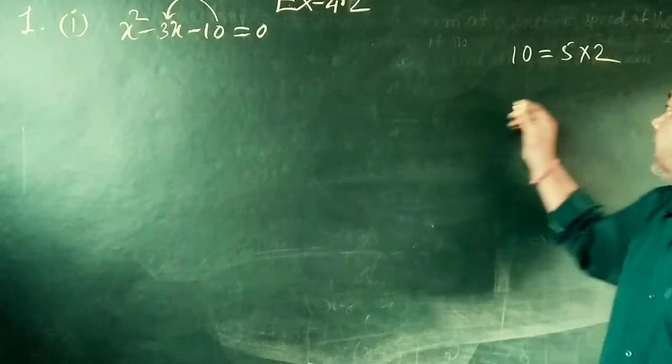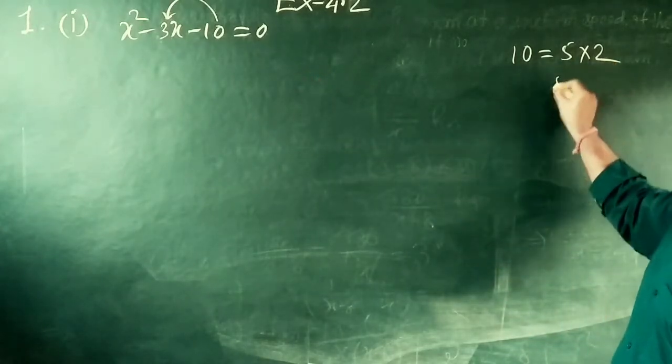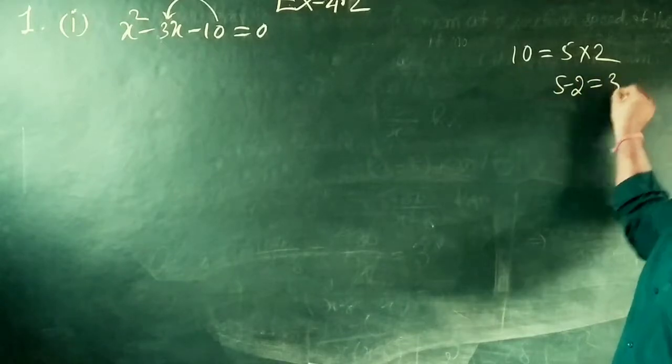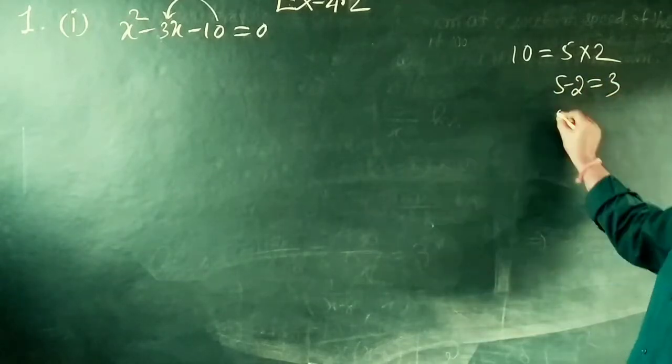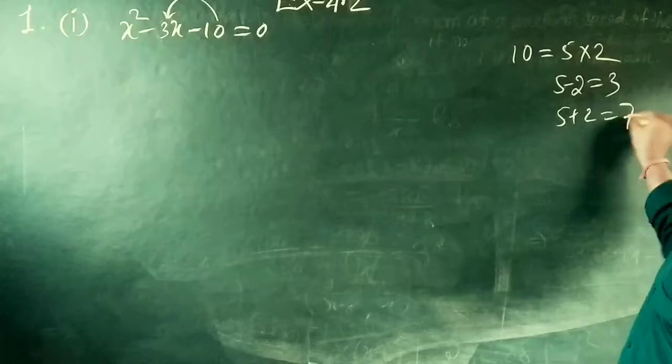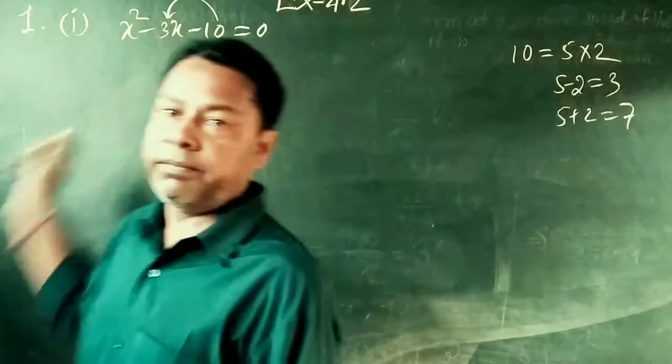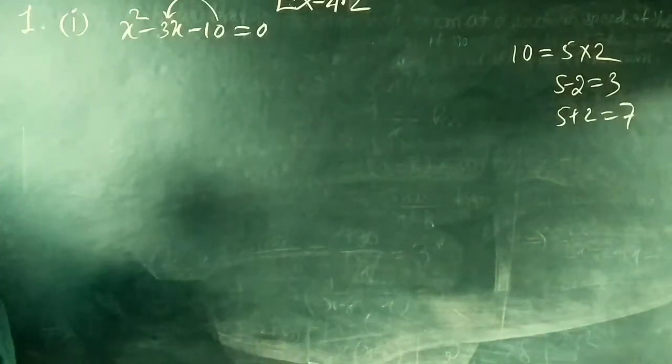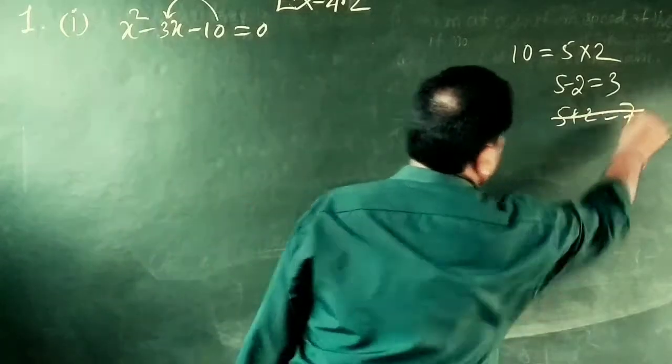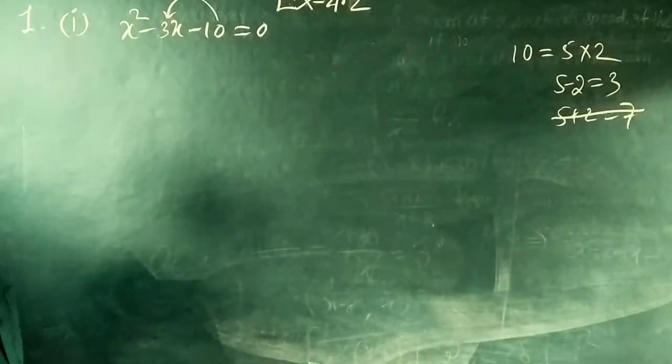Okay. So here 5 times 2 is 10. If we subtract 2 from 5, we get 3. If we add 5 and 2, we get 7. But the middle term here is 3. That is why only subtraction is allowed here, and addition is not allowed.